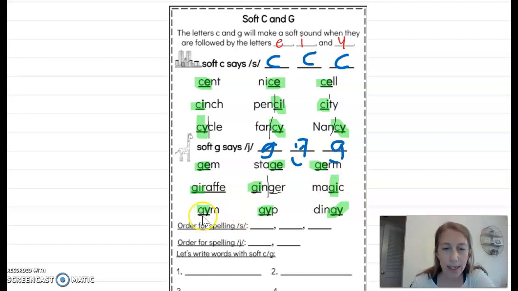Okay, so in this example, we have a Y followed by a G. Again, it's making it soft, but this Y is actually making the short I sound. Jim.